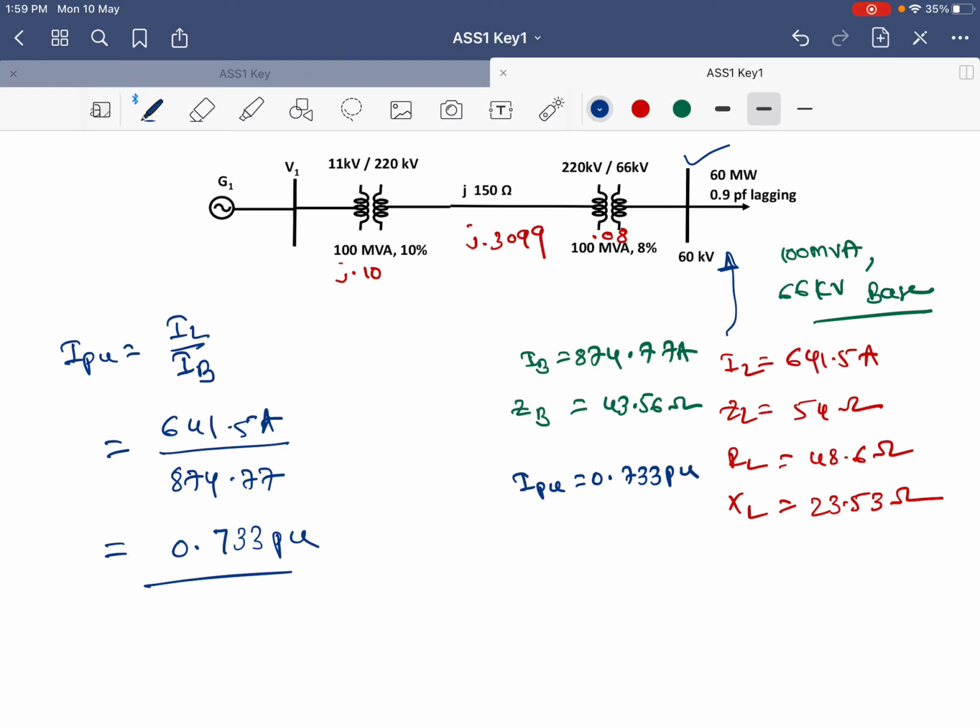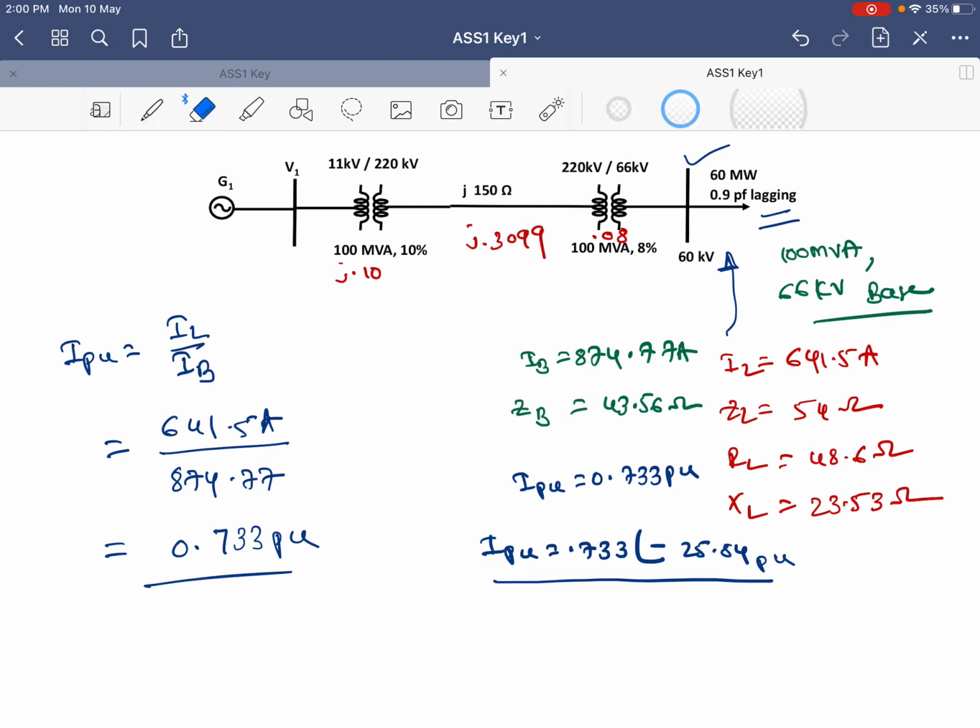Then we have to look into it is operating at 0.9 power factor lagging. Therefore, writing this I per unit as 0.733, it is lagging an angle of 25.84. How are you getting this? If you take cos inverse of 0.9, you get 25.84. I am using a minus sign here because it is lagging. This is how we represent the per unit value of current.